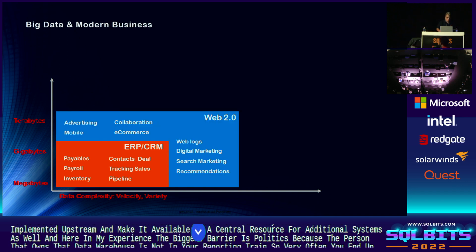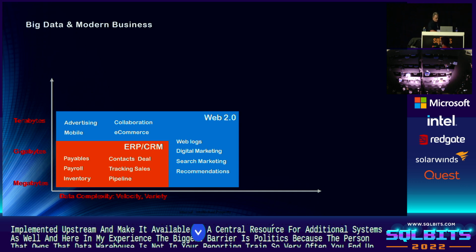Then we came into the Web 2 world, where we now started with advertising, e-commerce, stuff like this. All of a sudden, the data volumes grew, and also the variety and the velocity that the data comes into your systems grew.